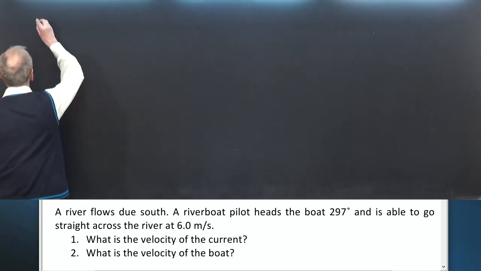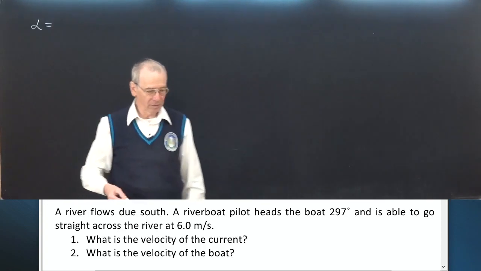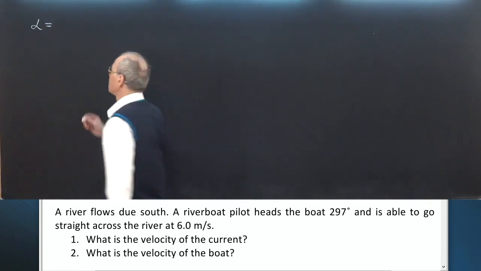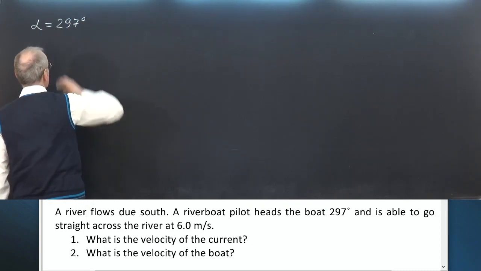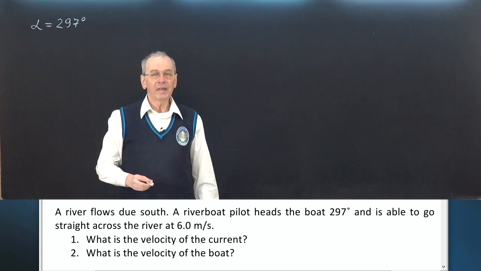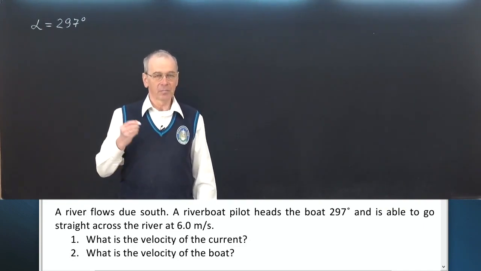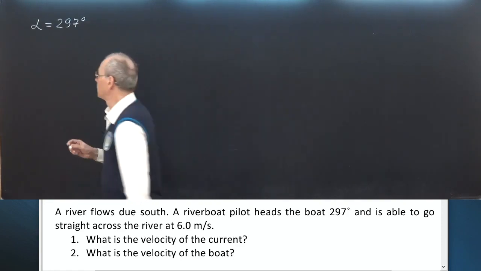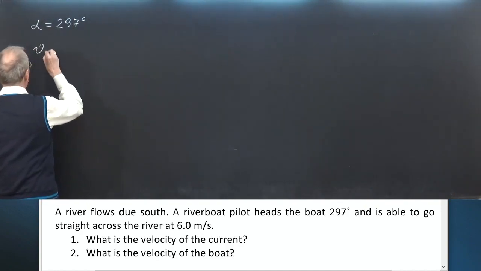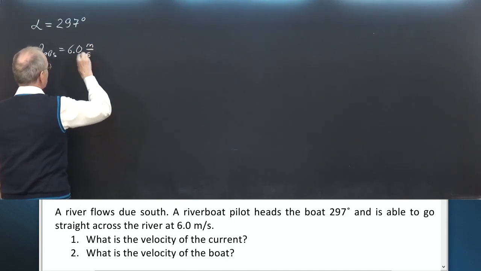Let alpha is azimuth of the boat, 297 degrees. Let V absolute is the velocity of the boat with respect to ground. V absolute equals 6 meters per second.